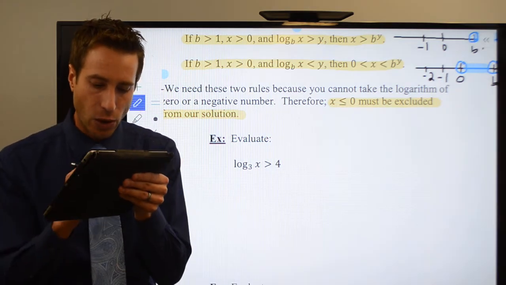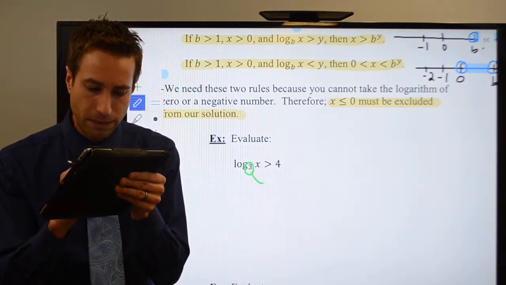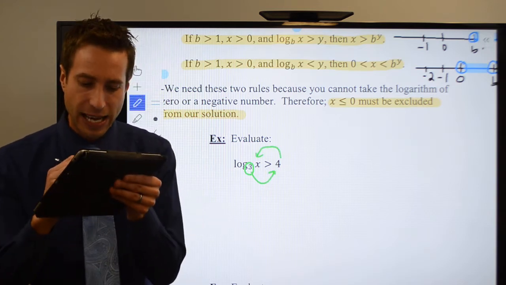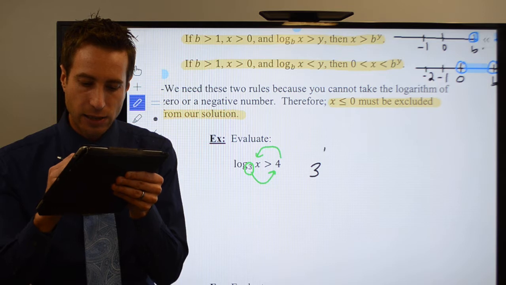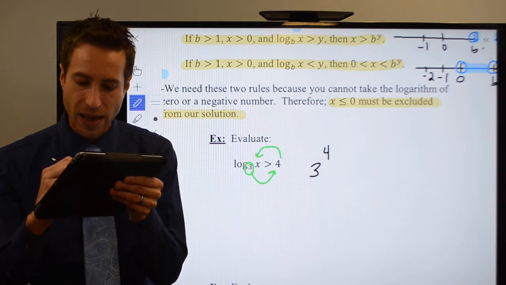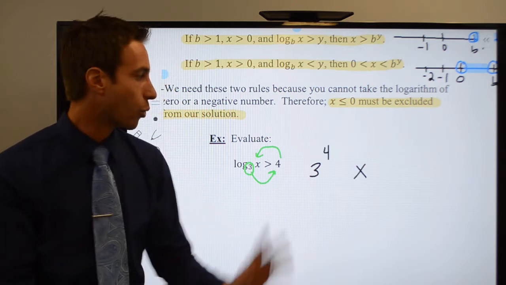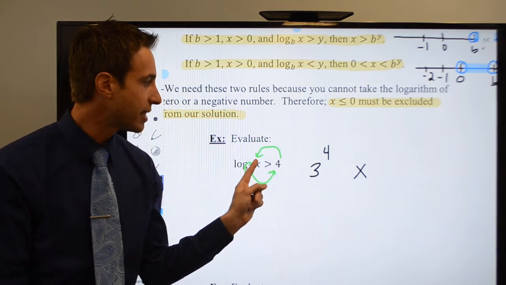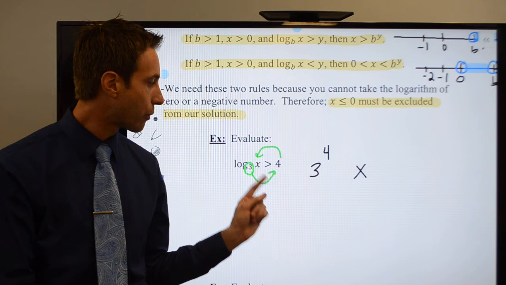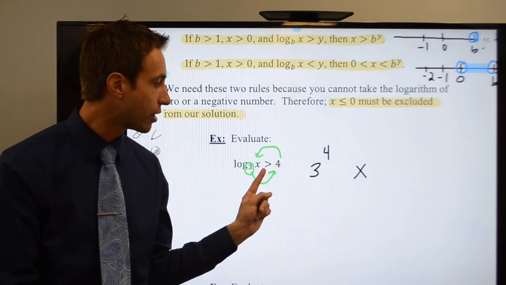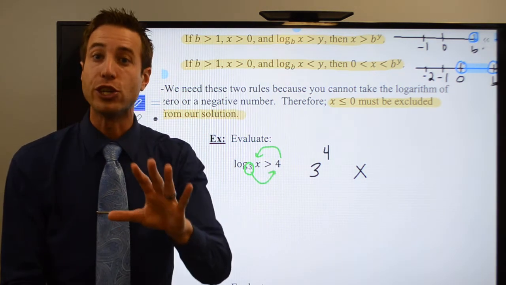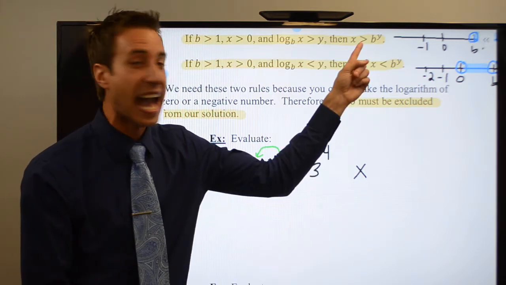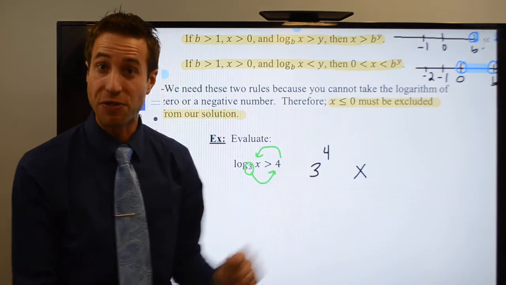So I'm simply going to use the snail method to rewrite this as the exponential 3 to the 4th, and then I've got my x over here. So the way it works is 3 to the 4th power, you come around to the x, and since the log is greater than 4, when you rewrite it as an exponential, you just need to make sure that the x stays greater than the exponential.